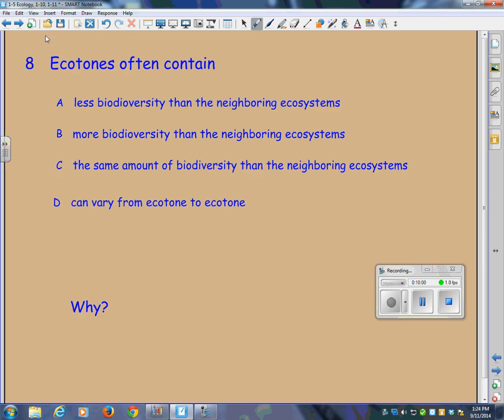Now, what do you think about ecotones? Do they have less biodiversity than the neighboring ecosystems? Do they have more biodiversity than the neighboring systems? Do they have the same amount of biodiversity than the neighboring systems? Or do you think it varies from ecotone to ecotone? And you're probably wondering, what does biodiversity mean? Anybody want to take a run at what biodiversity means? What does the word diversity mean? Many different kinds, a variety. So biodiversity would be?